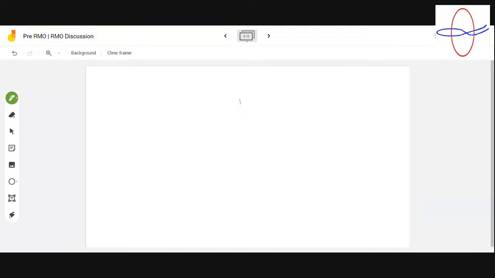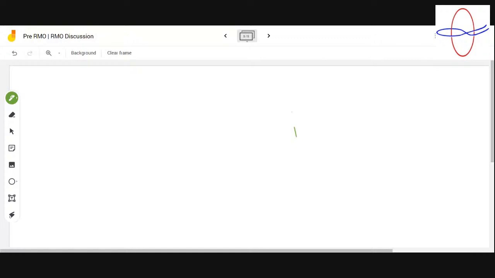Okay, let's do combinatorics now. Combinatorics problem. There's a problem over here since it's a double page problem. No, I got that. I got it. Okay, fine.